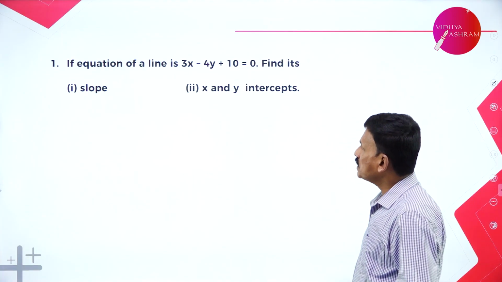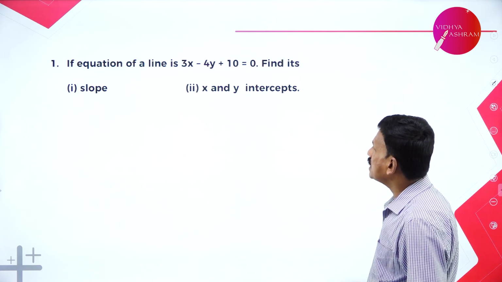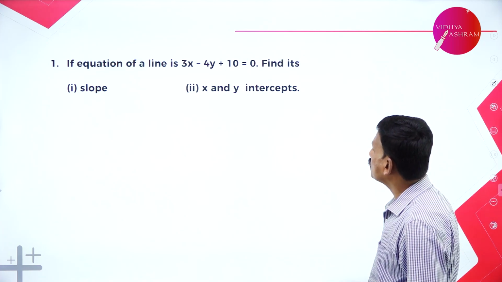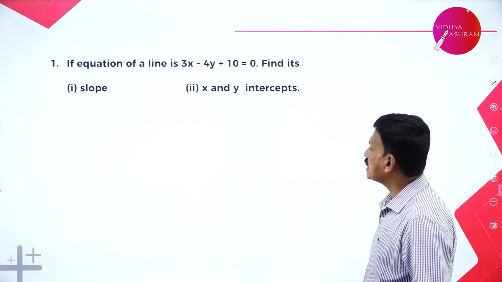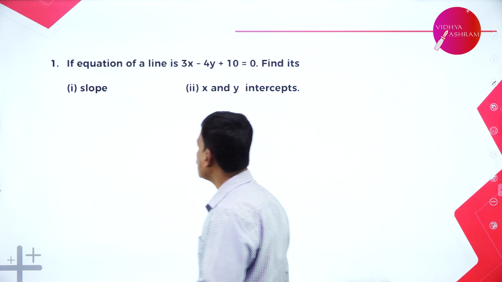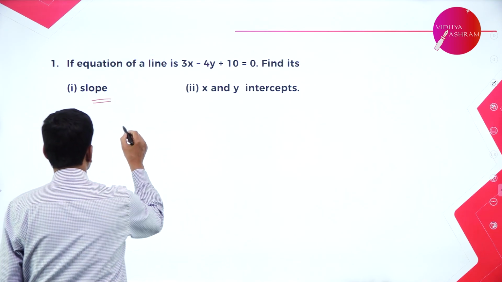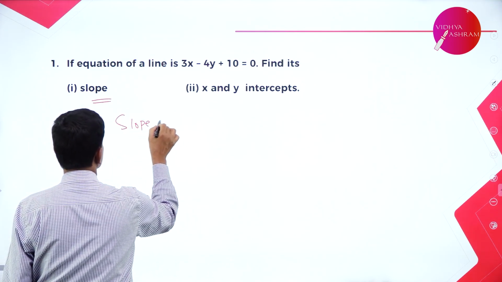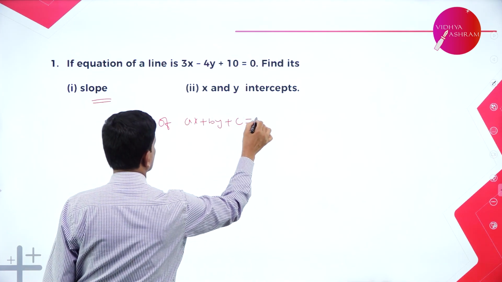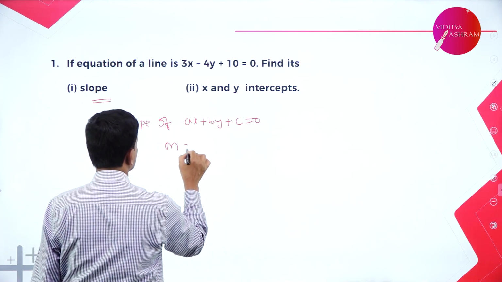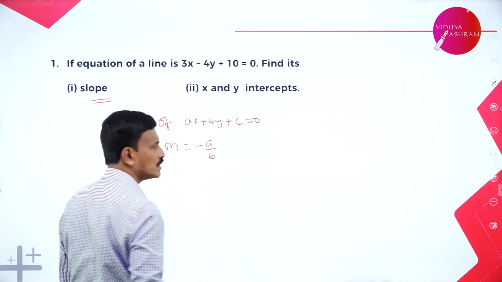Now, if the equation of a line is 3x minus 4y plus 10 is equal to 0, find its slope and x and y intercept. Now, let us find out the slope. So the slope of the line ax plus by plus c is equal to 0 is m is equal to minus a by b, right?